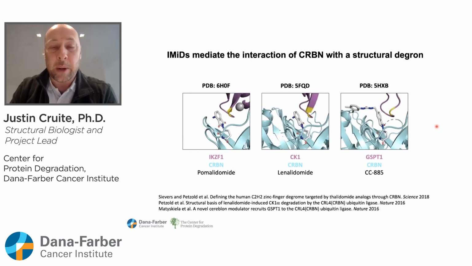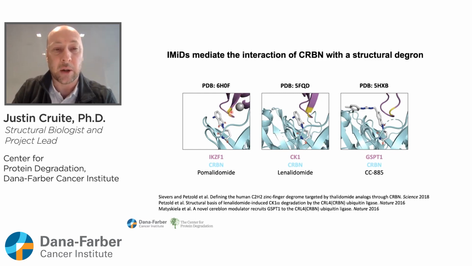Cereblon binds to different substrates, including zinc fingers, kinases, and other enzymes such as GSPT1, by recognizing a structural degron, this beta hairpin loop shown here in purple, which contains no structure, no sequence conservation except for a glycine shown here in yellow at the specific position. And different IMiD derivatives cause the degradation of different neosubstrates.